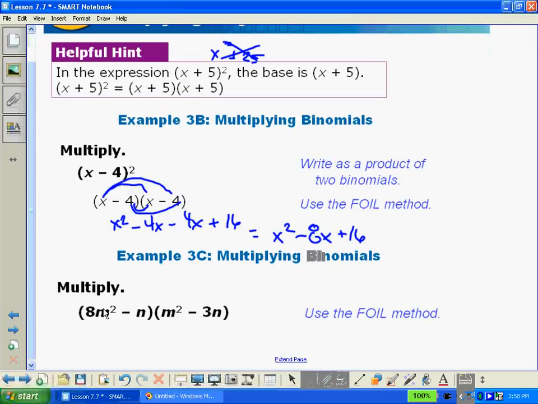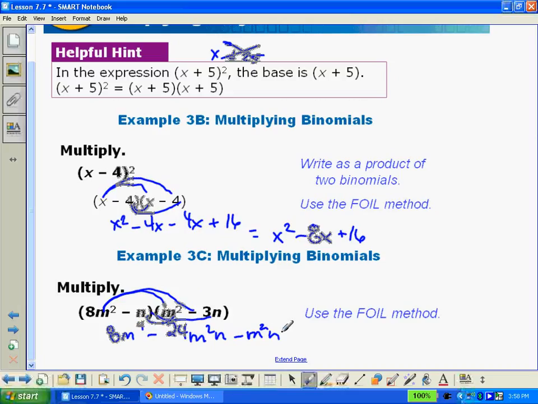And then here we have another example. First times first, 8m squared times m squared is 8m to the 4. Negative 3n is negative 24m squared n. When you have more than one variable in one term, usually it's written in alphabetical order. So m comes before n, so I put that there. Inside times inside, negative n times m squared would be a negative nm squared, or put it in alphabetical order, m squared n. And then last times last, negative n times negative 3n is positive 3n squared.